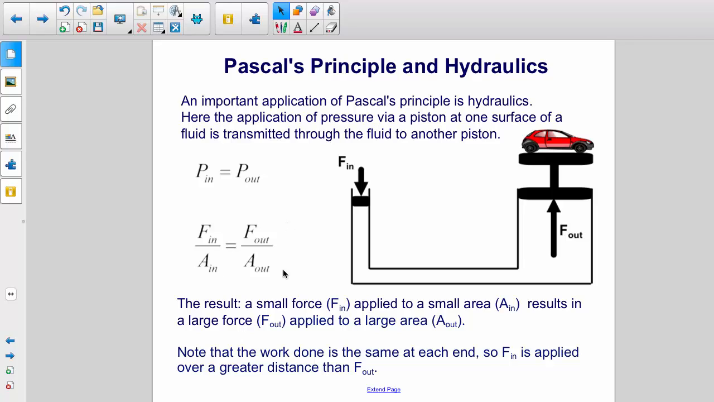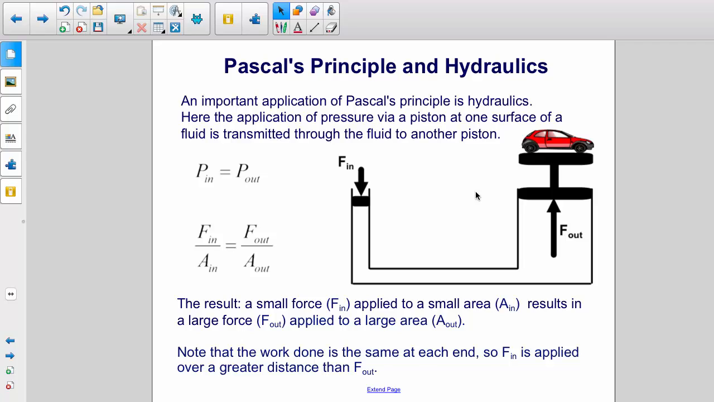over area out. So we have a force being applied over a small area here on this piston, and on the other side we have a larger force applied to a larger area in this piston. The result, a small force, F in, applied to a small area, A in, results in a large force, F out, applied to a large area, A out.